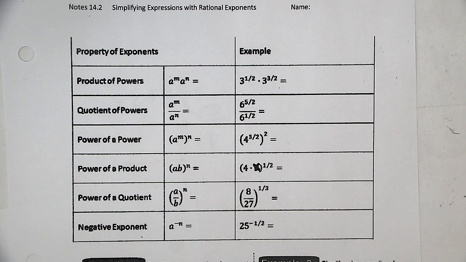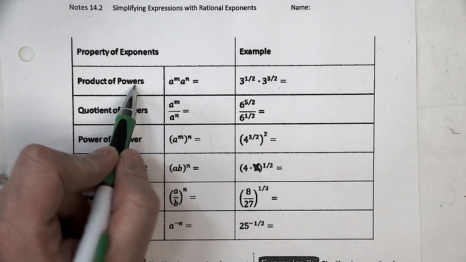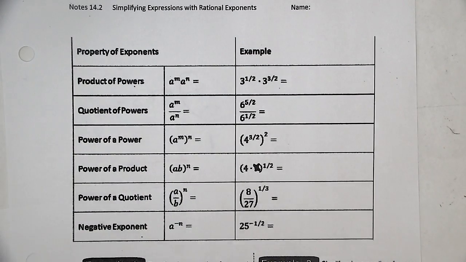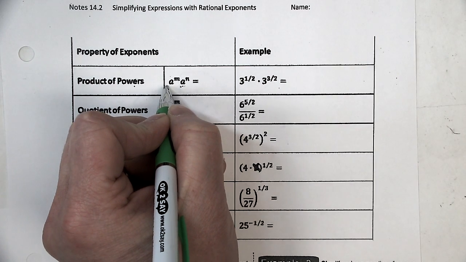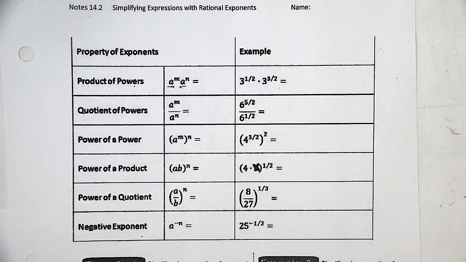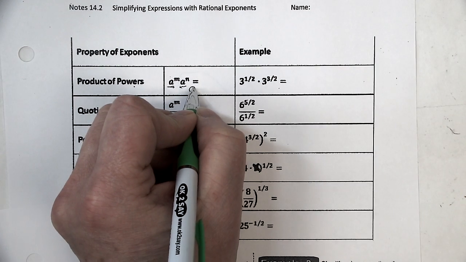So the first problem says the product of powers. If I just do a regular product of powers problem, it's a to the m times a to the n. We know that since the bases are the same, what do we do with our exponents? Add them. So everybody write this down. This answer would be a to the m plus n.